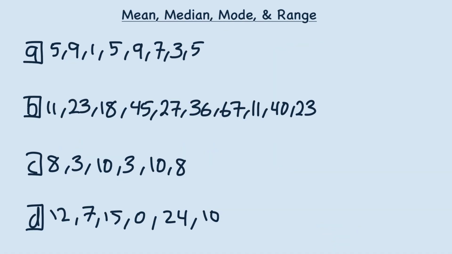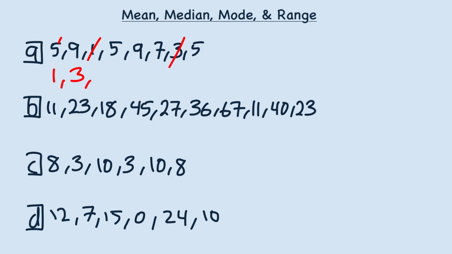Now let us focus on the mode. The mode is the number that appears most often in a data set. The easiest way to do this is to arrange the numbers from smallest to largest. Let us start with the first example. So to arrange the numbers from smallest to largest, we will start with the 1, then 3. Let us cross the 1, cross the 3.